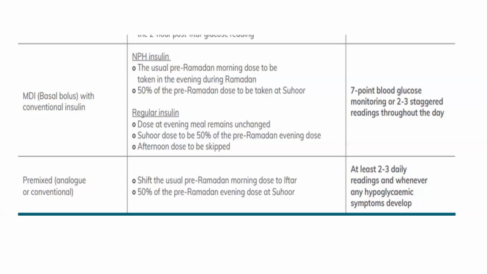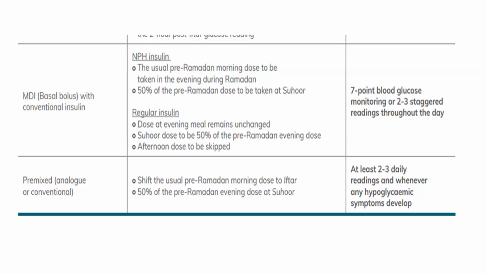Okay, so in this, shift the usual pre-Ramadan morning dose to iftar. So for example, if the patient is on 20 units in the morning and 16 units in the evening, now whatever was the 20 units in the morning, you shift it to the evening time with iftar. And then 50% of the pre-Ramadan evening dose you take at suhoor. For example, 16 was the evening dose or the dinner time dose, 50% of that you'll take it in the suhoor. So that will become 8.